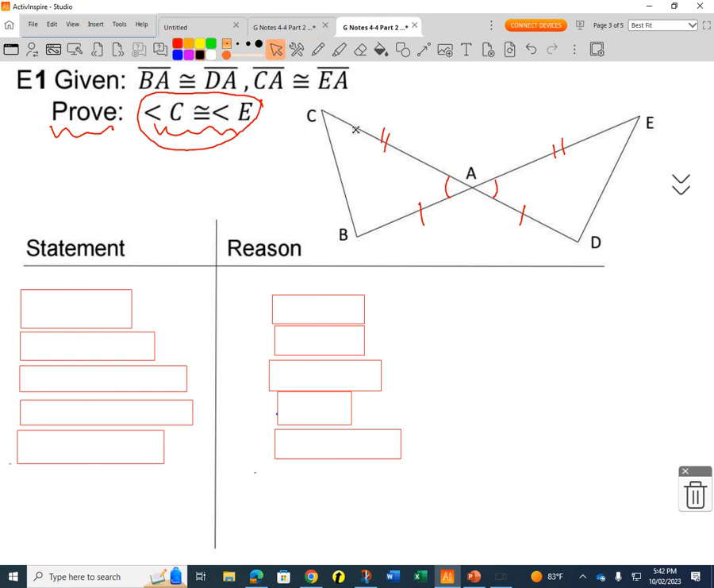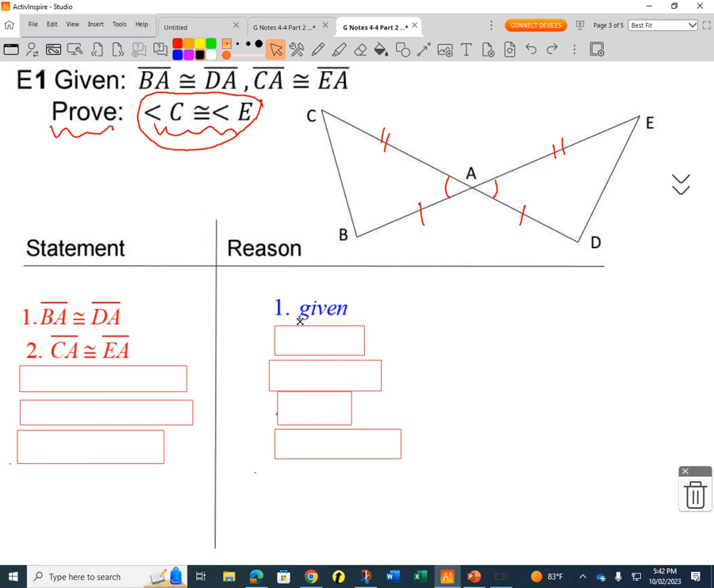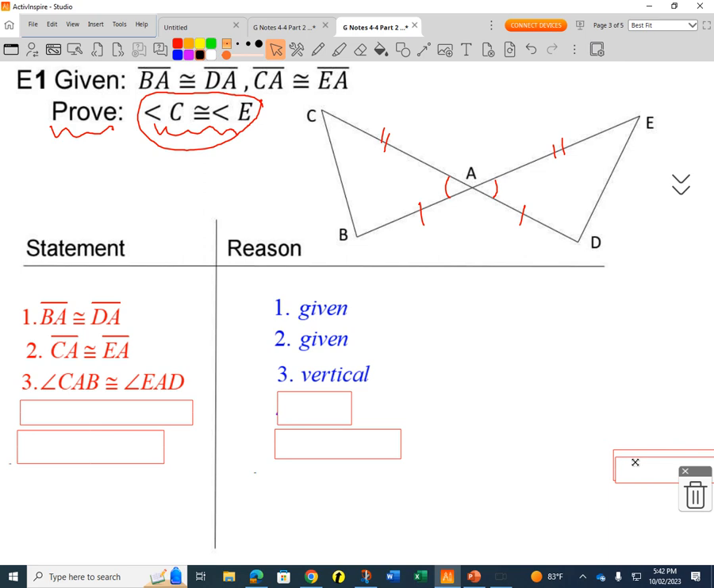So we've marked our diagram. We know that BA is congruent to DA, and we know that because it was given. We know that CA is congruent to EA, and we know that because it was given. Now we know that these two angles, angle CAB and angle EAD, are congruent because they're vertical angles, so that's the reason we're going to give for those.